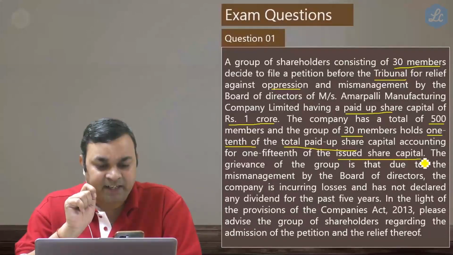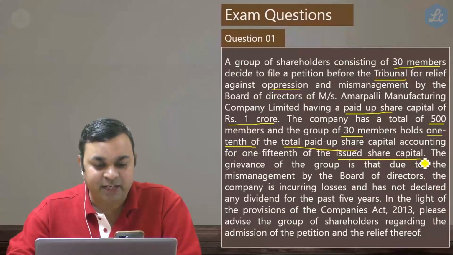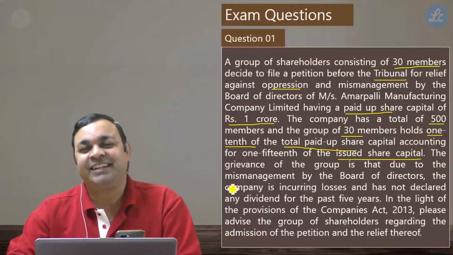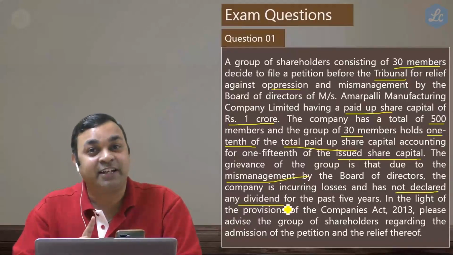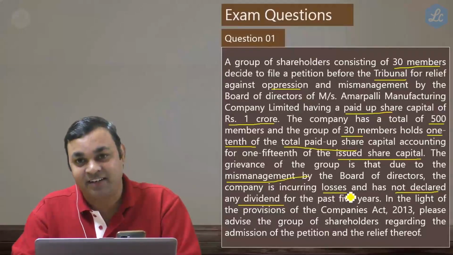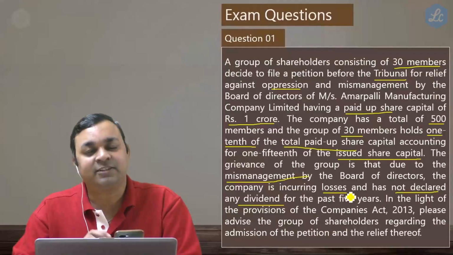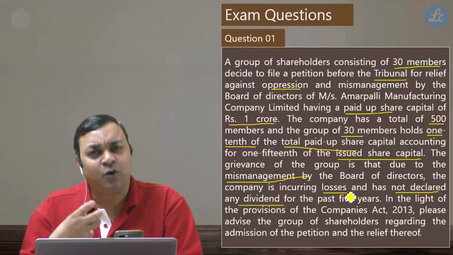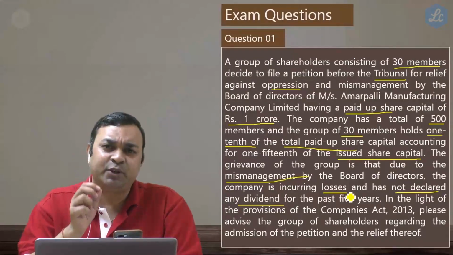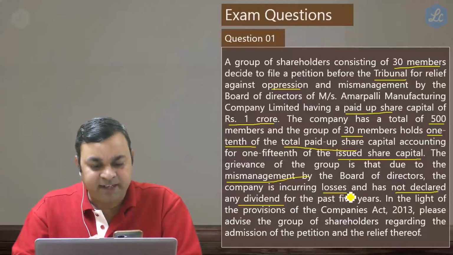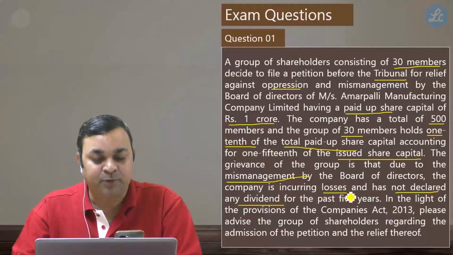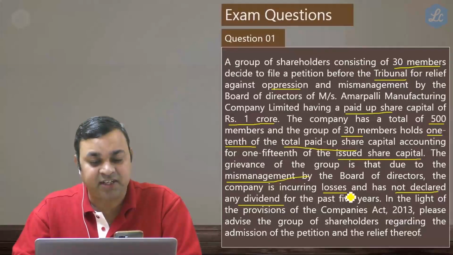Okay. The grievance of the group is that due to the mismanagement by the board, the company is incurring losses and has not declared any dividend. So they are not going to raise that point, because dividend is not a kind of oppression. This is not a prejudicial interest to any member, because as far as this provision is concerned, how much dividend should be declared is purely the discretion of the directors. For the past 5 years, in the light of the provisions of the Companies Act 2013, please advise the group of shareholders regarding the admission of the petition and the relief thereof.